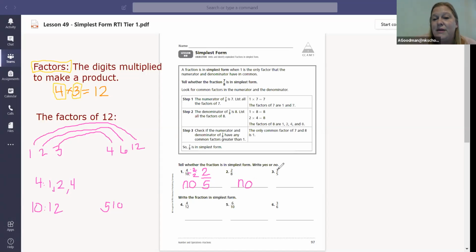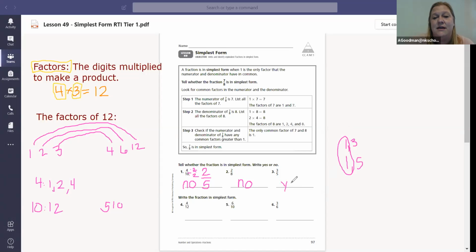All right, 3/5. Well, those are odd numbers. Those are not even numbers. So what are the factors of 3? Only 1 and 3 are the factors of 3. What are the factors of 5? Only 1 and 5 are the factors of 5. So the only factor that those have in common is 1.